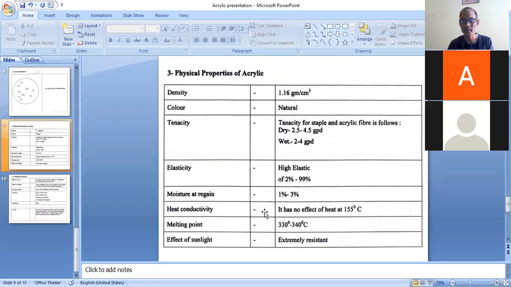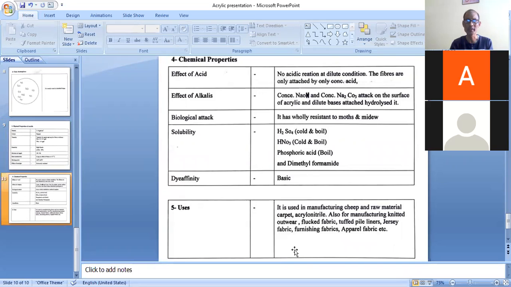Heat conductivity: it has no effect of heat up to 155 degrees centigrade. Melting point is very high, 330 to 340 degrees centigrade. It is extremely resistant to sunlight. Chemical properties, effect of acids: no reaction at dilute condition. So dilute acids have no reaction with acrylic textile materials. The fibers are only attacked by concentrated acids.